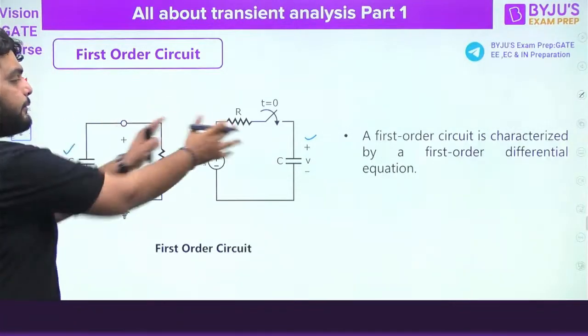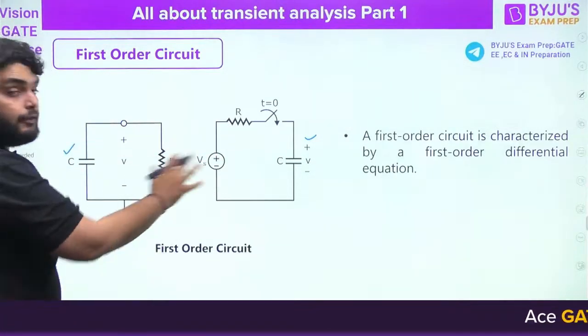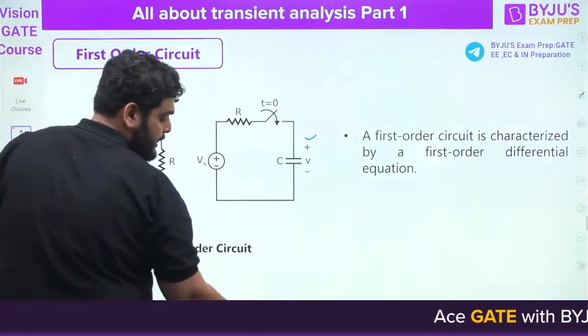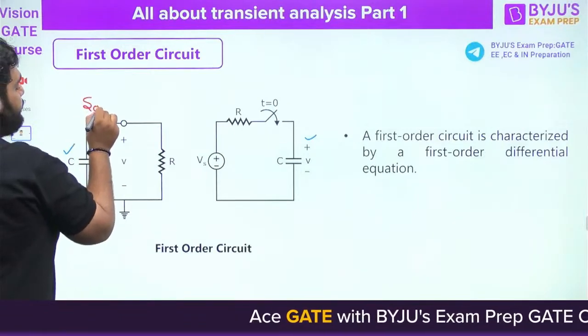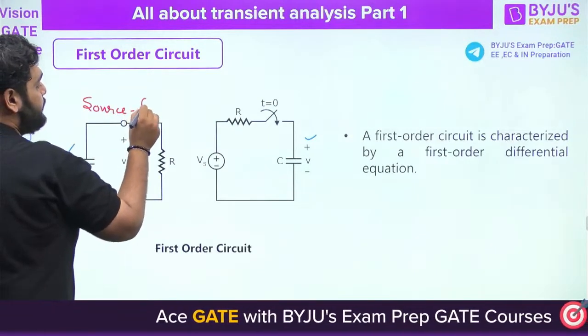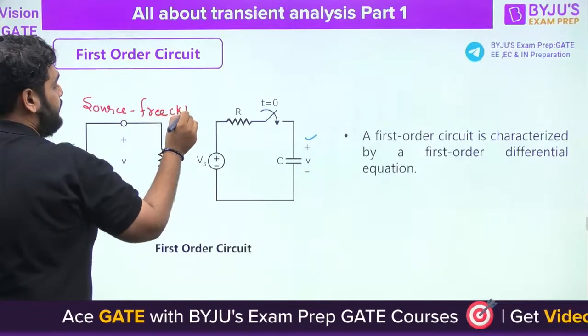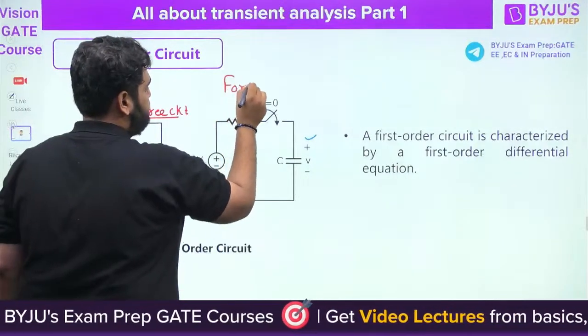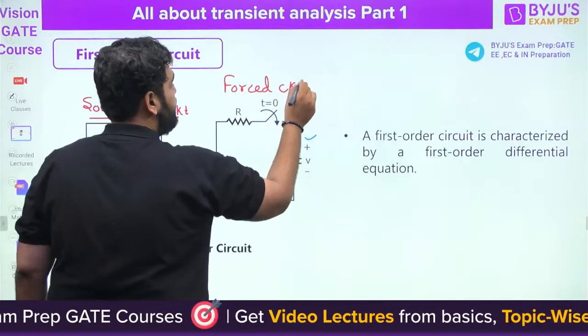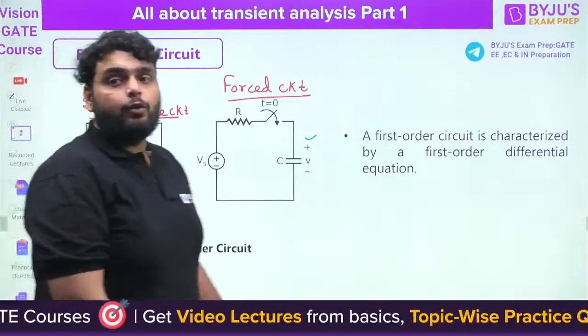What is the difference between these two circuits? Tell me. What is the difference between these two circuits? It is the source free circuit. The other one is the forced circuit, you can say. Now, what is the meaning of source free circuit?